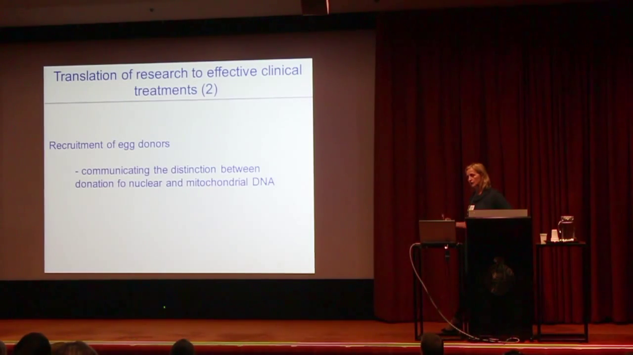And then another point will be, I don't know what it's like in Australia, but in most of Europe it's very, very difficult to recruit egg donors for treatment. And I think it would be really important to develop effective ways of communicating the difference between whole egg donation, that is donation of nuclear DNA, and mitochondrial DNA. And I think that these 2 points will really be key to turning these into successful treatments.